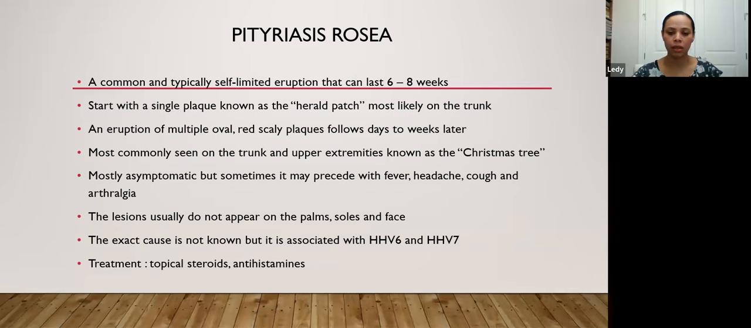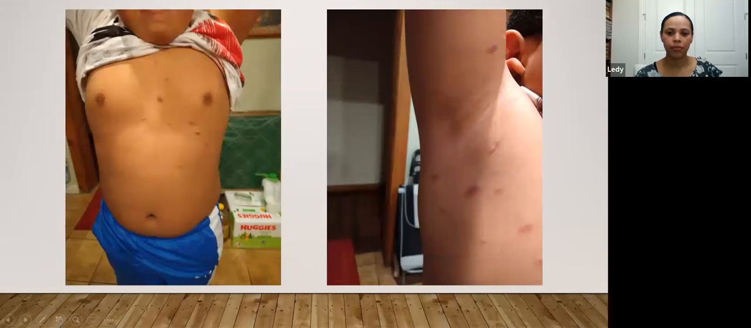And I have a picture. This is actually my little cousin that got it, and he had a big one, and then little ones started coming around, and he didn't have a fever, he didn't have anything. So we didn't do anything. I just told my cousin, don't worry about it, just let it go. It's going to be perfectly fine. So that's pretty much it.